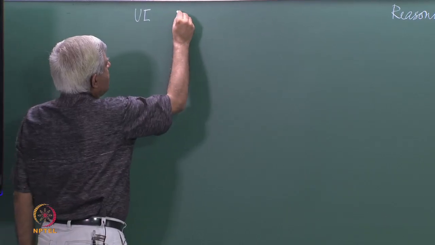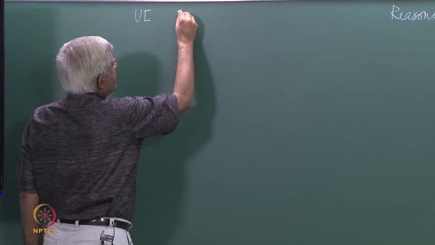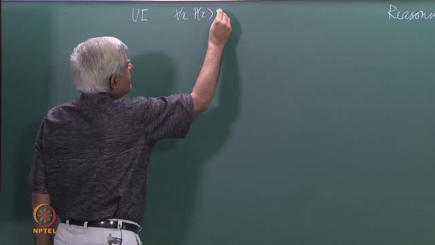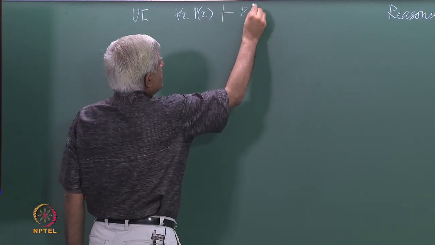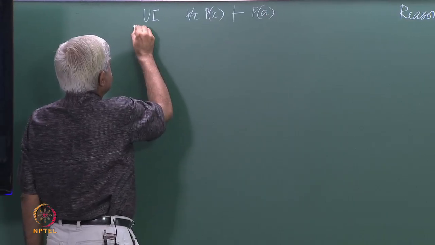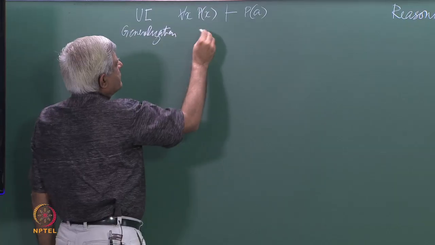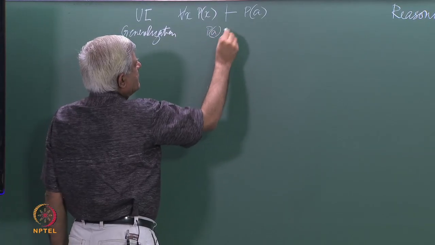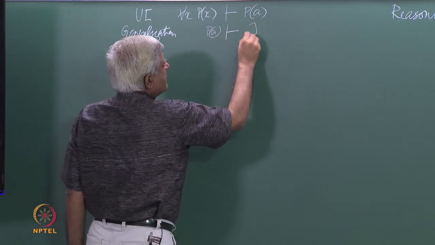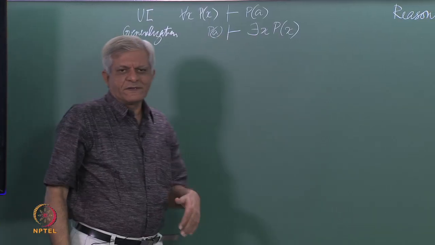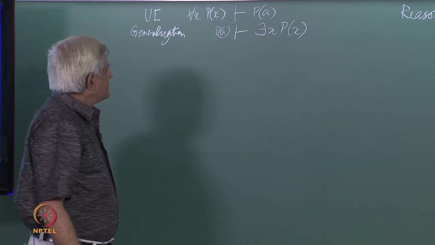Now, we saw two rules of inference. One was universal instantiation, which said that from for all x P x, and A being an instance of that, you can infer P of A. And then we saw generalization, which says that from P of A you can deduce there exists x P x. So, in case you have a query of this kind, we saw an example of that earlier.